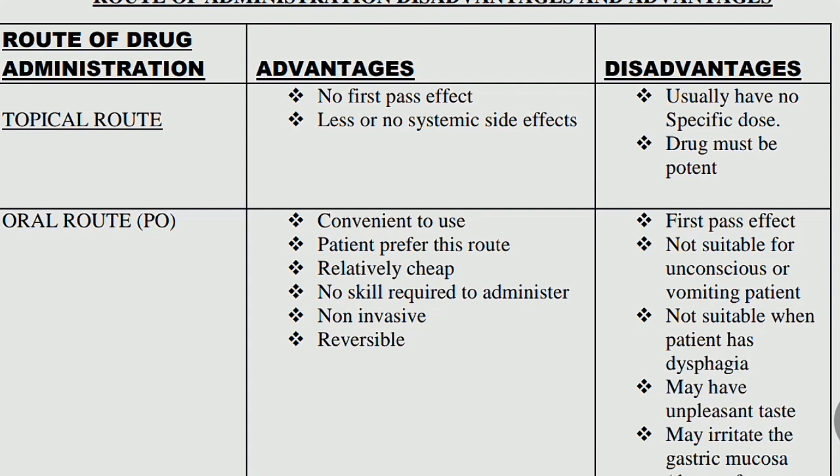Then let's look at some of the disadvantages. One, if you're using the oral route, you have first pass effect. We discussed what this is, because the liver will be able to biotransform some of that drug, and then you won't have enough drug in the systemic circulation.